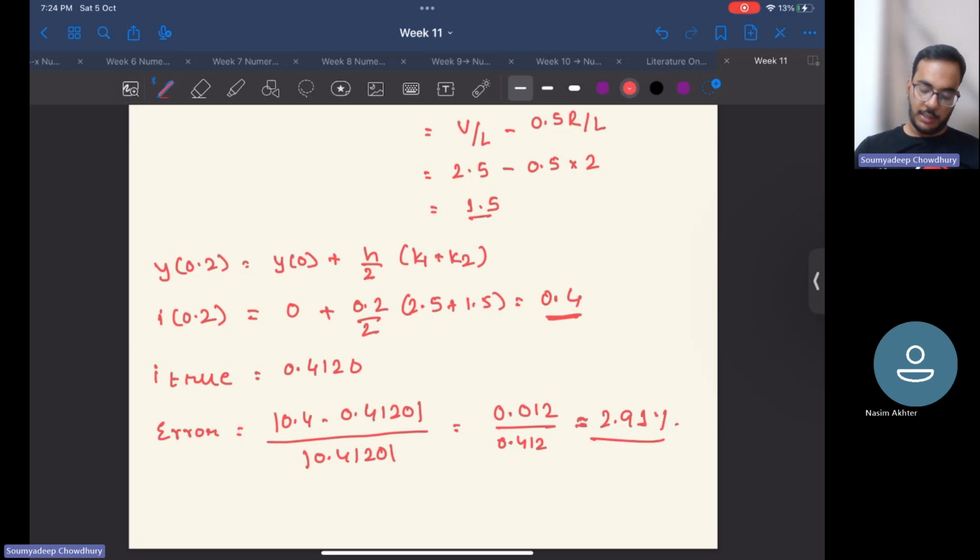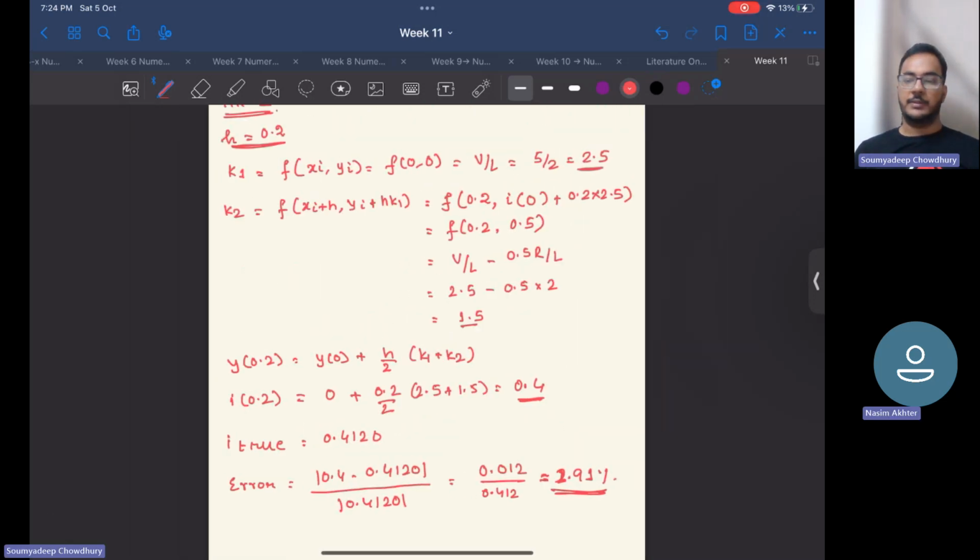You have an error of 2.91%. Is this clear? The entire steps are clear, or should I explain it once again? No, the steps are clear.